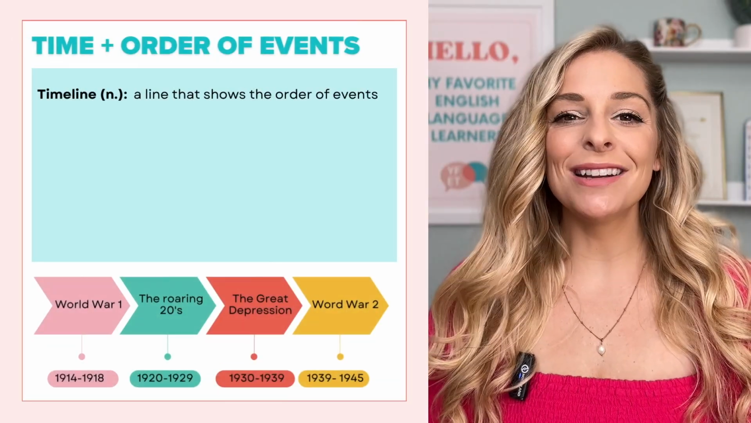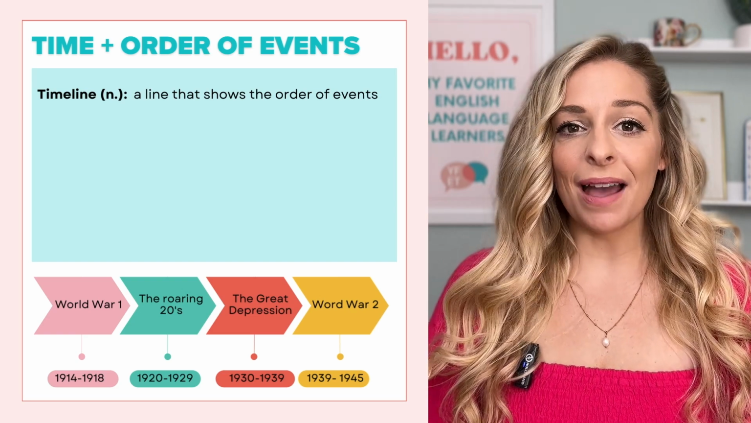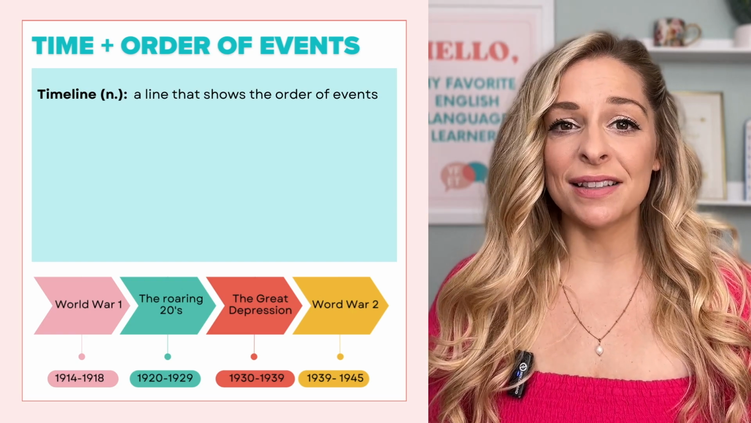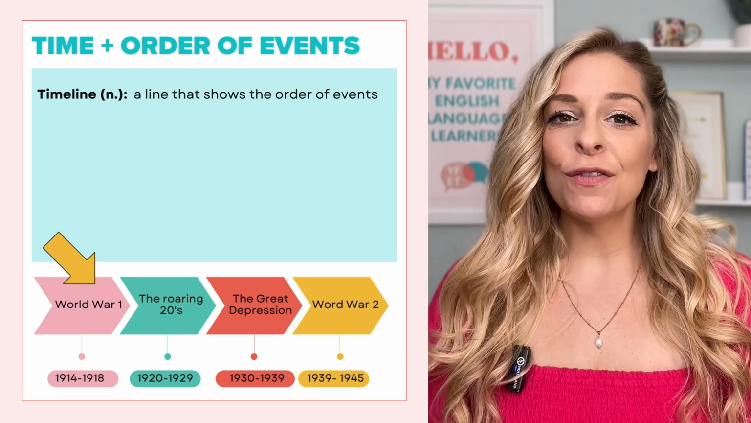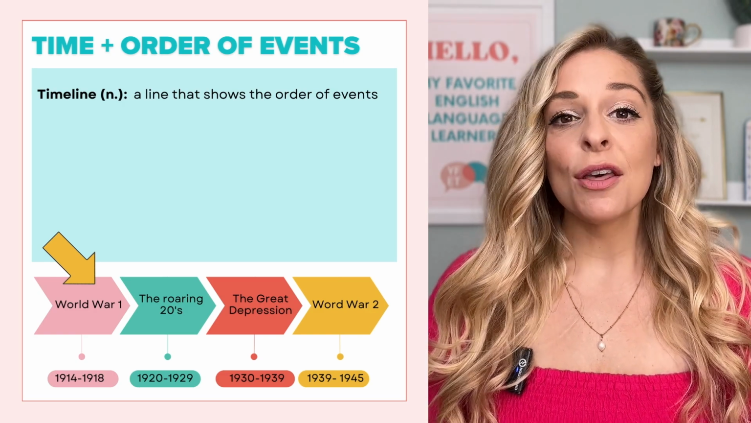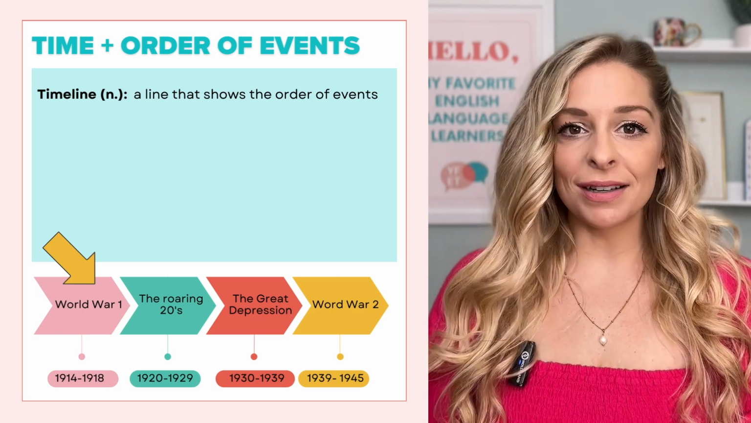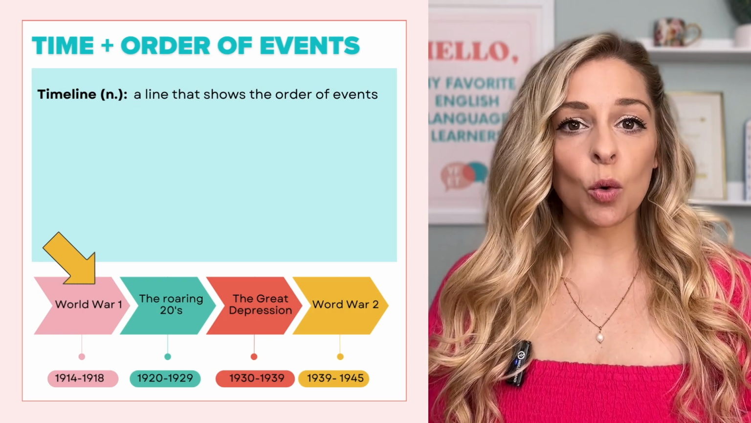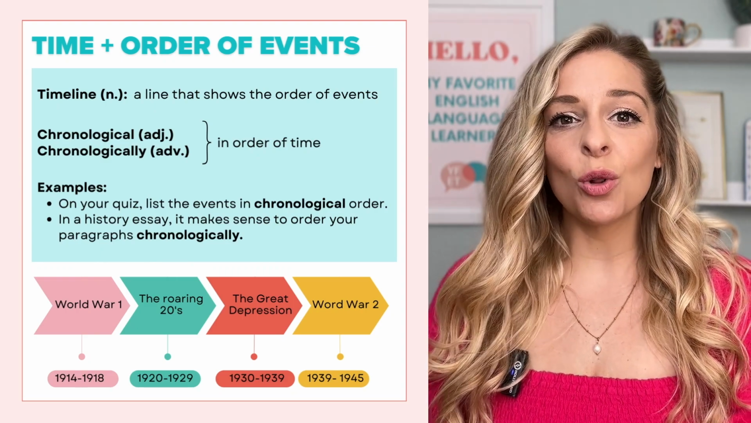Our first word here is timeline. A timeline is a line that shows the order of events. So here on our timeline, you can see World War I happened first, followed by the Roaring Twenties, then the Great Depression, and then World War II. And on our timeline, these events are ordered chronologically. They are in chronological order.